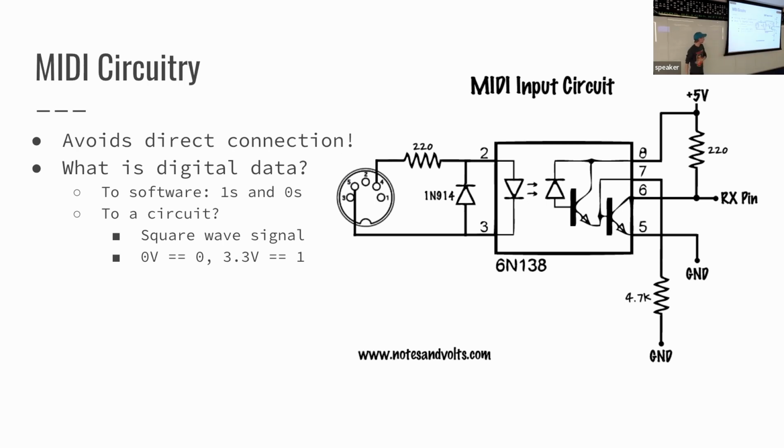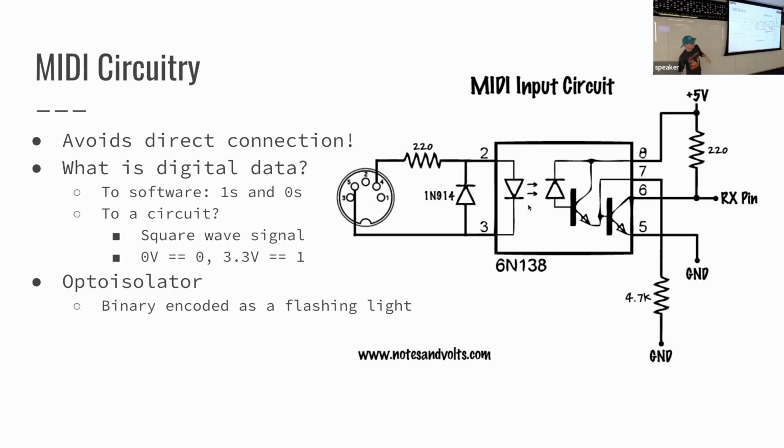Where 0 volts is a logical 0 and 3.3 or sometimes 5 or other values is a 1. And this opto-isolator allows us to take that current and flash an LED here. That's what this symbol is, the triangle with arrows, light emitting diode. So just a little light that flashes. So light off is a 0, and on is 1.